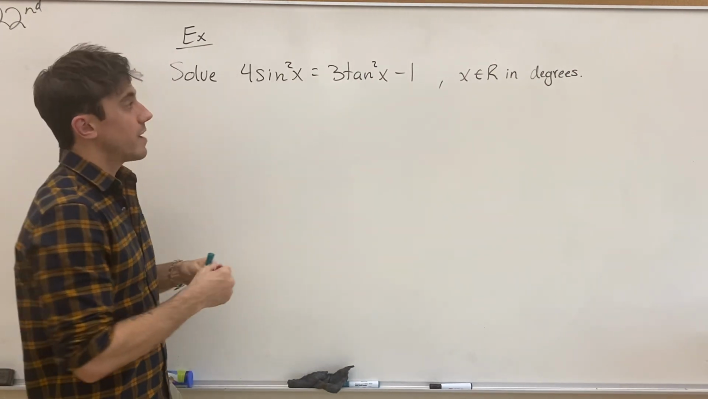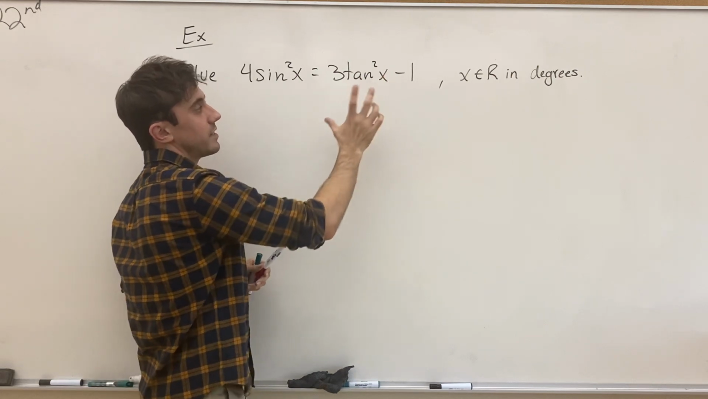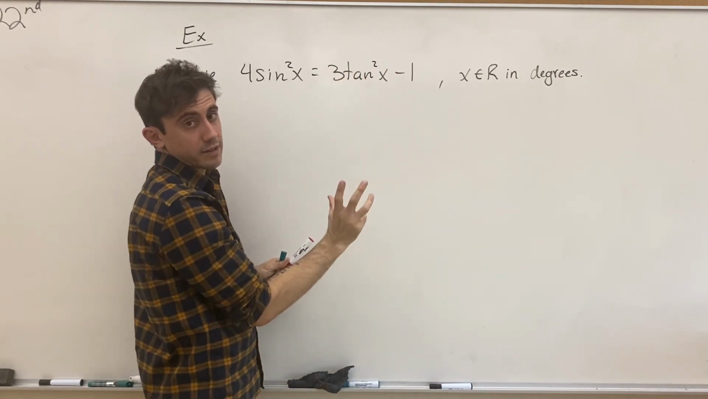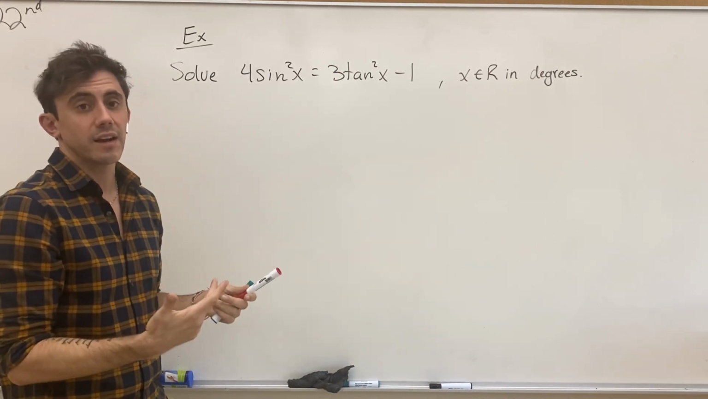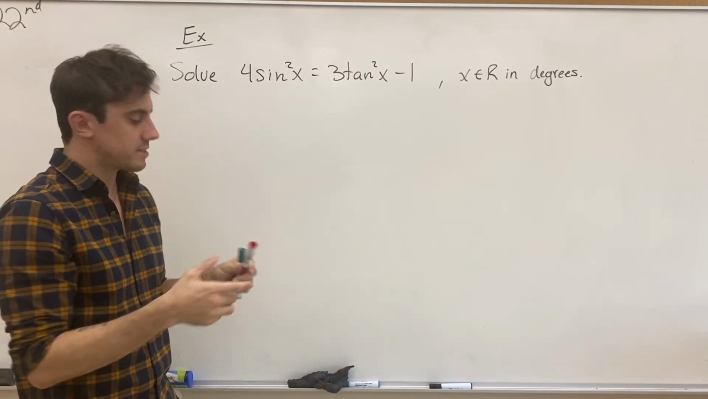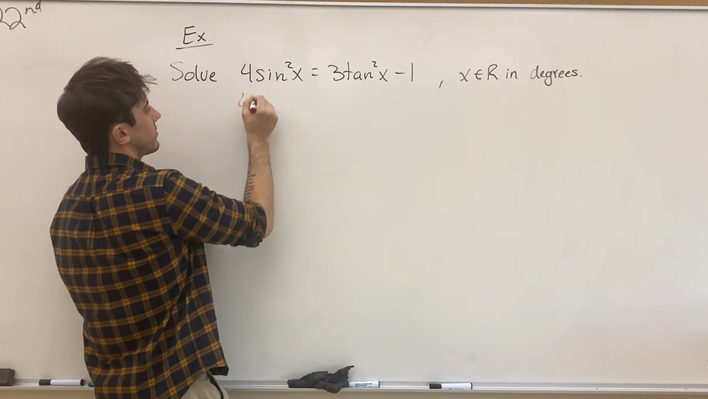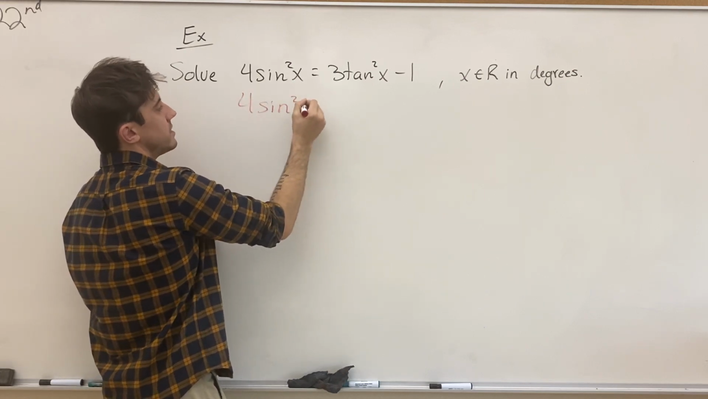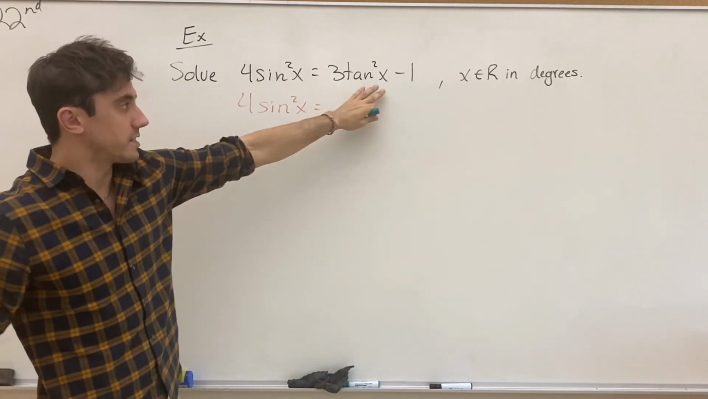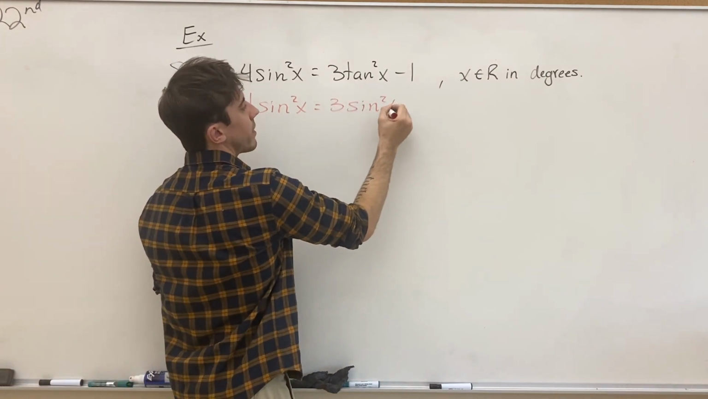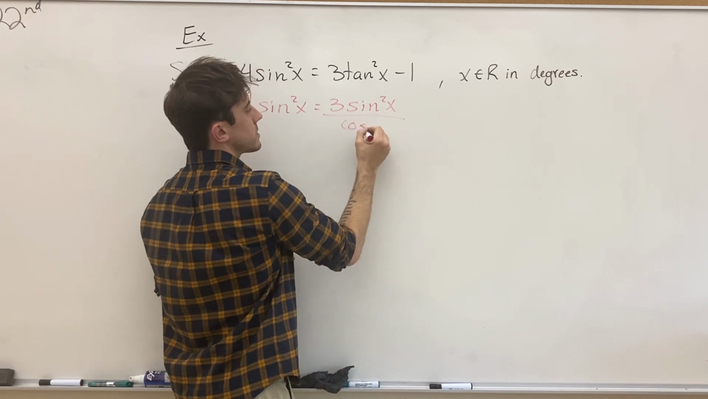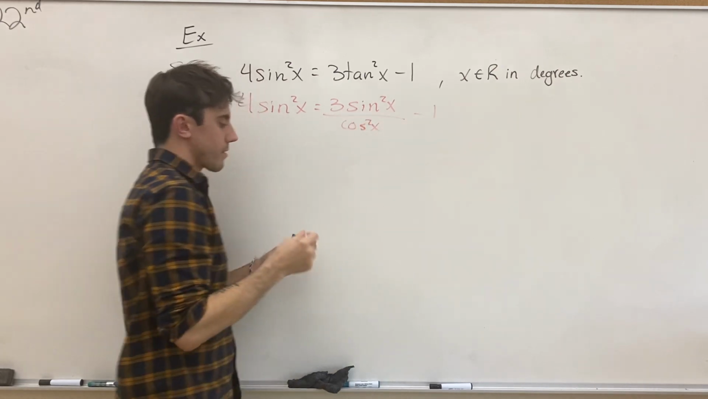Now, for me, that meant writing tan squared x in the form of sine squared x over cos squared x, because I know I have a sine squared x over here, and so maybe that'll get us somewhere, at least. So let's write the left-hand side as is, and let's rewrite our tan squared x as sine squared over cos squared. So we'll have 3 sine squared x over cos squared x, minus 1, okay?